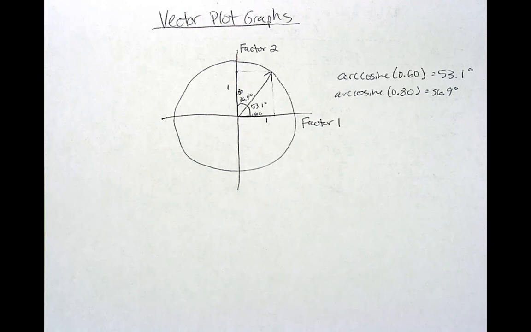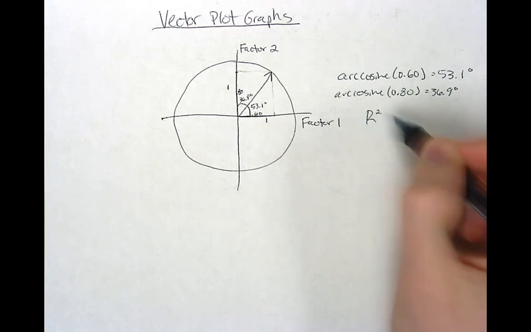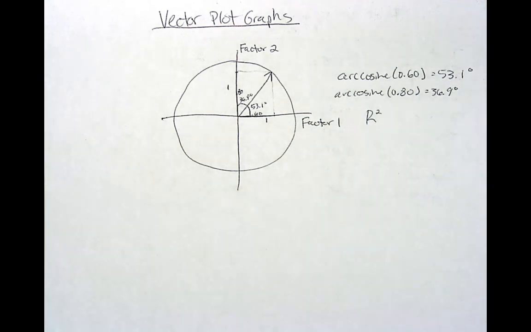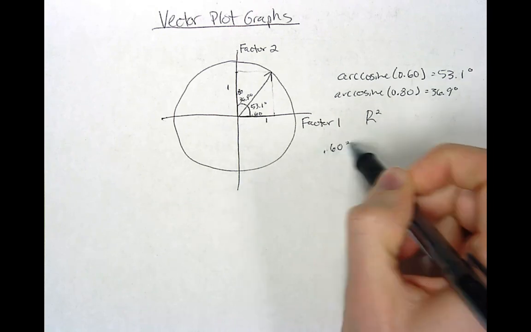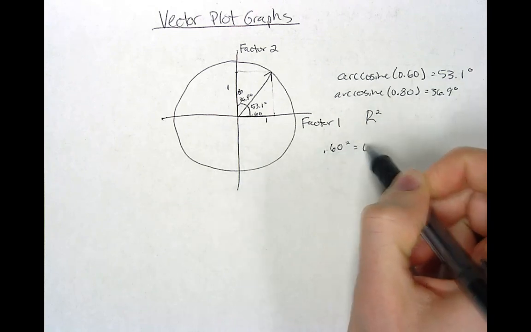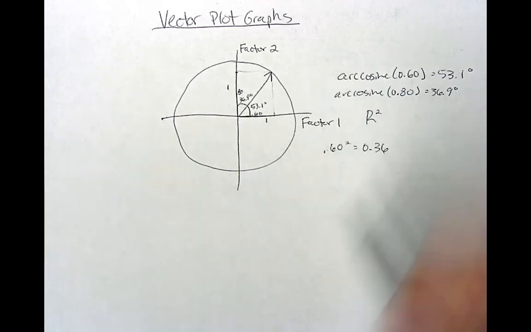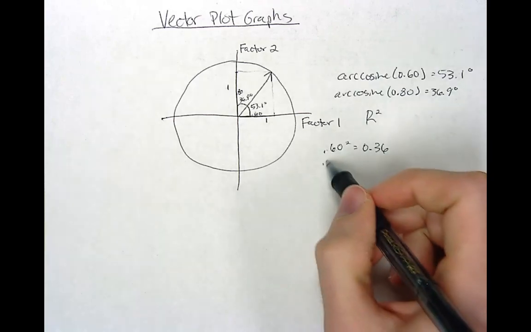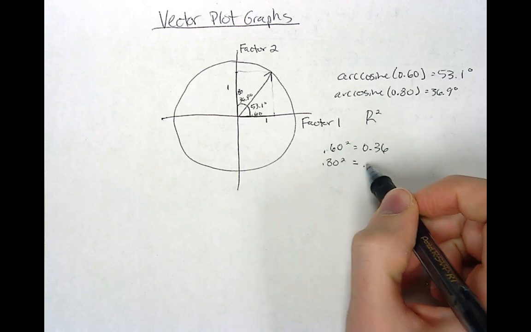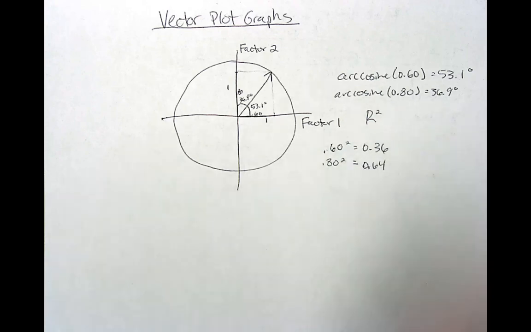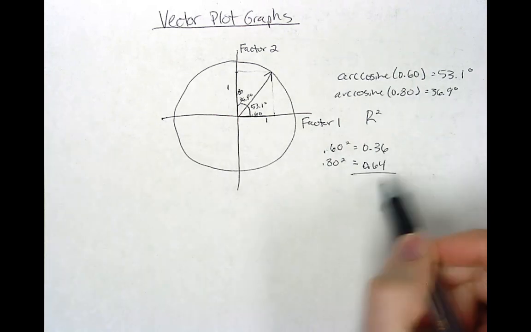Now we know that the square of a correlation coefficient, which is signified by capital R squared, also known as the coefficient of determination, indicates the amount of variance accounted for. So factor 1 accounts for 0.60 squared, which is 0.36 or 36% of the variance, and factor 2 will account for 64% of the variance. 100% of the variance is therefore accounted for in the two-factor space, since this will equal 1 if you add them.